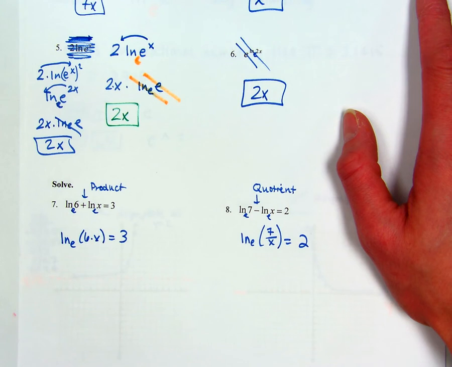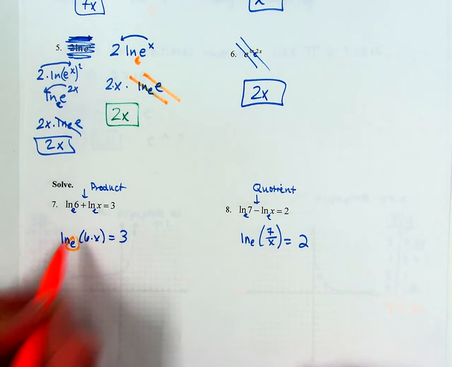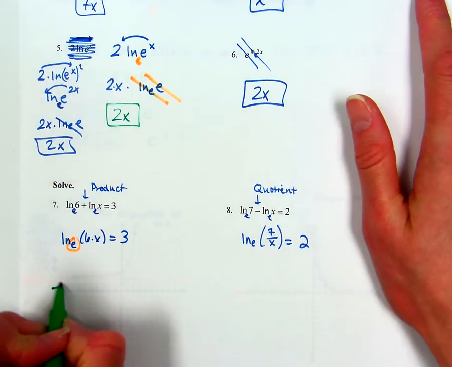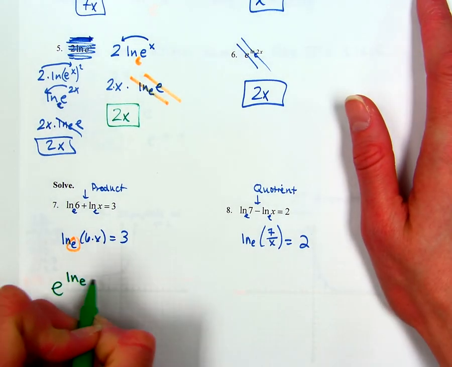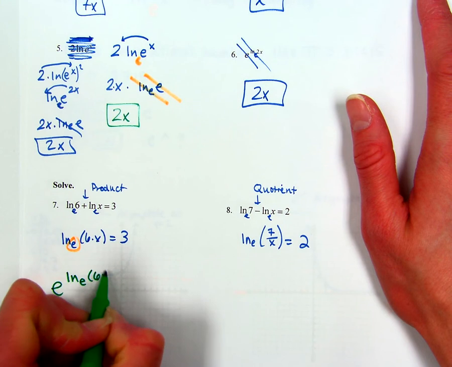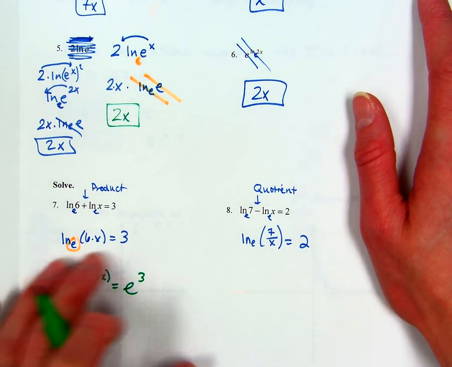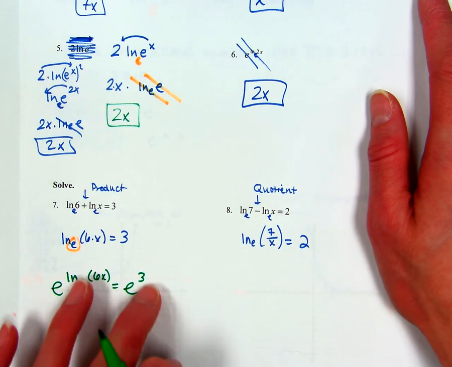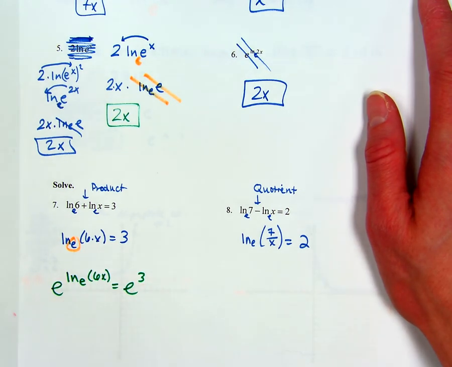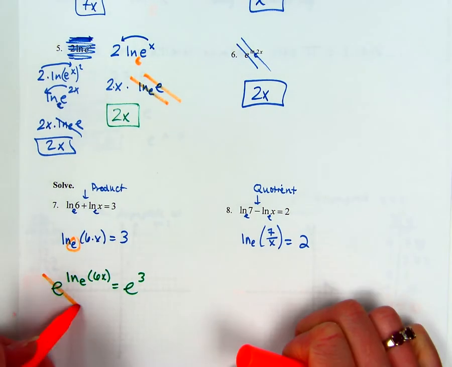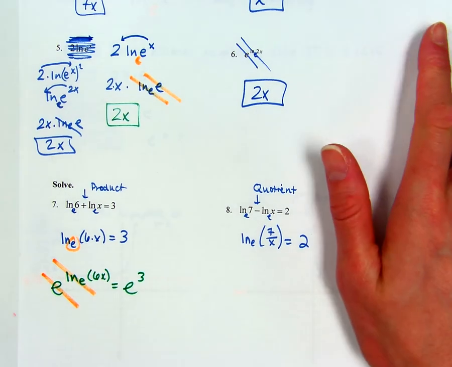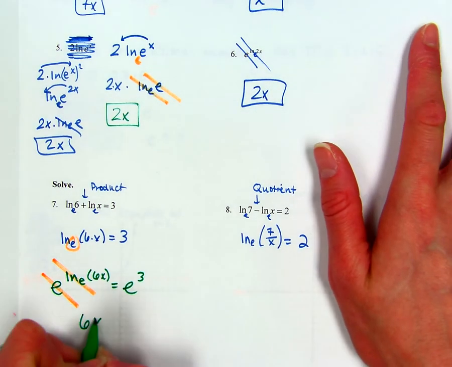Now what we're going to do is change these into exponential form. Look at what your base is. Your base is e. So I'm going to rewrite this as e to the natural log base e of 6x equals e to the third. Whatever my base is, make sure you do that on both sides. These things just become your exponents. Then we can cancel out because e and log base e have the same base, so that's going to leave us with 6x.